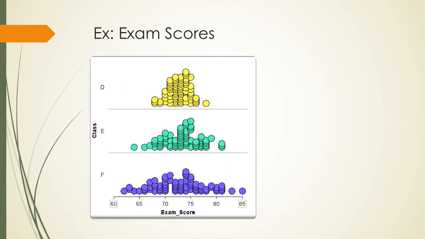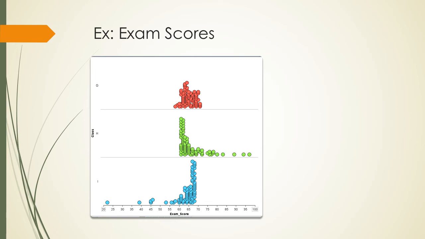Here's another set of classes, D, E, and F. For these 3, the distinguishing characteristic is their spread. The classes have a similar center. Exam scores for all 3 classes are clustered around 72 or 73. Also, all 3 are symmetric around the center. But the spread varies. As we move from D to E to F, there is more variation in scores in each successive class.